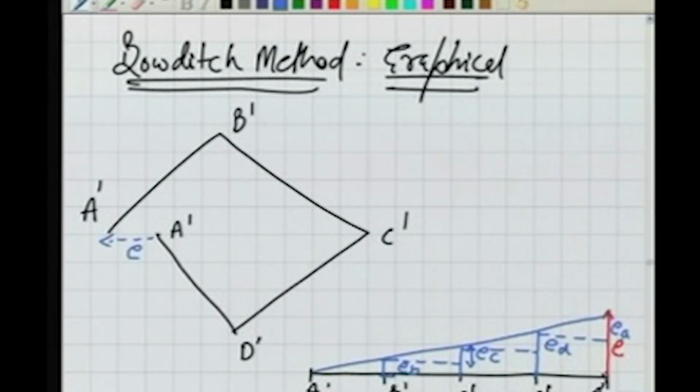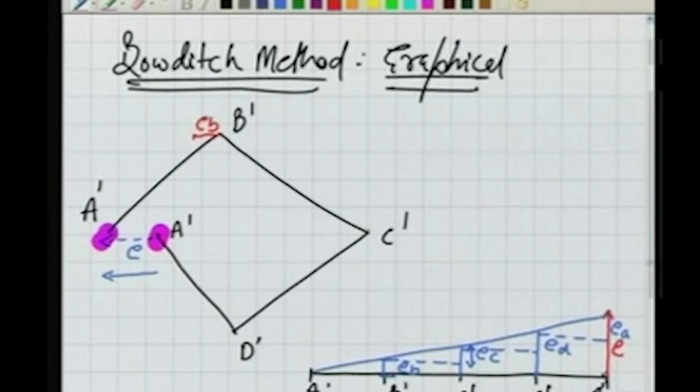So, what we do, we move this B dash by EB amount, again in the same direction as that of E, because the idea is we want to bring A dash on this A dash. So, to bring it, we move this by EB.